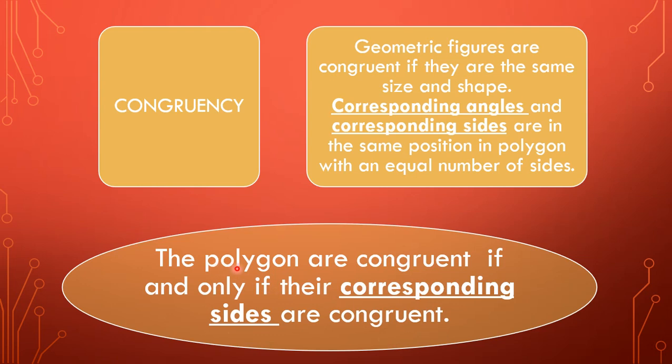In the sense of polygons, that may be a triangle, a square, a rectangle or a pentagon. So when we are talking about polygons, if the corresponding sides are equal, then the polygons are congruent.